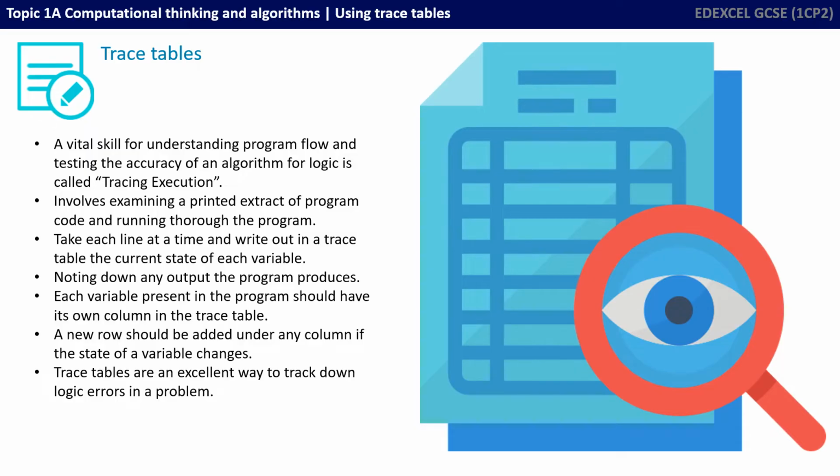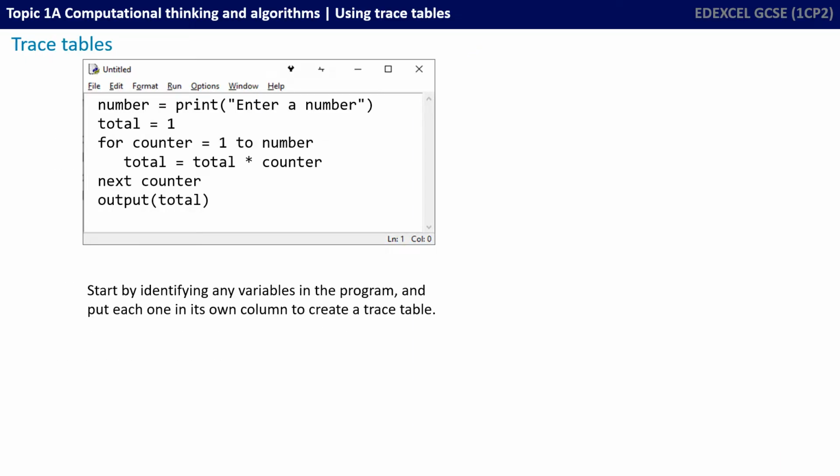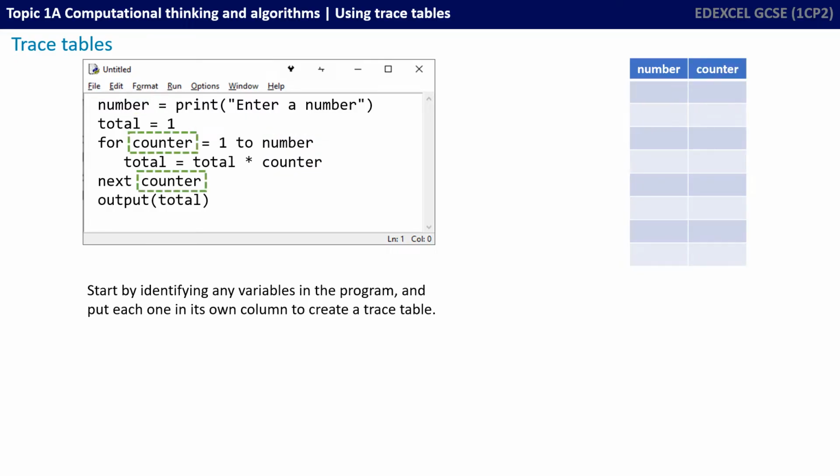This can all sound a little abstract, so let's work through a simple program and use a trace table to figure out what it's doing. So first we start by identifying any variables in the program and we put each one into its own column to create our trace table. We can see we've got a variable called number, so that goes into a column. We've got a variable called counter, so that goes into another column. And we've got a variable called total, so that goes into a third column.